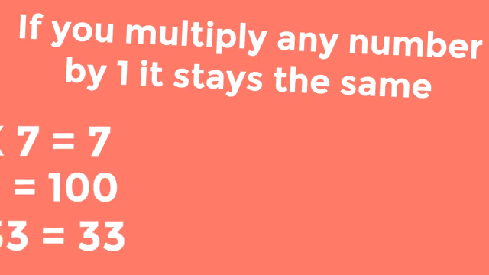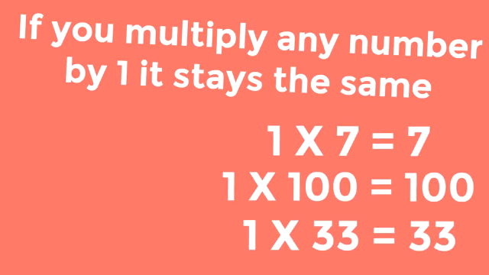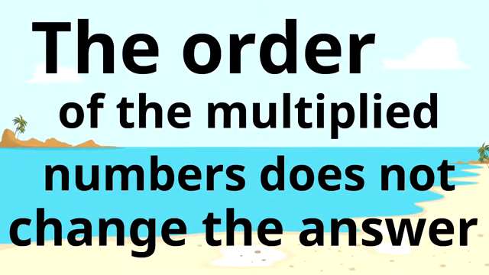If you flip them, the answer stays the same. 1 times 7 equals 7. 1 times 100 equals 100. 1 times 33 equals 33. Honestly, the order of the multiplied numbers does not change the answer.